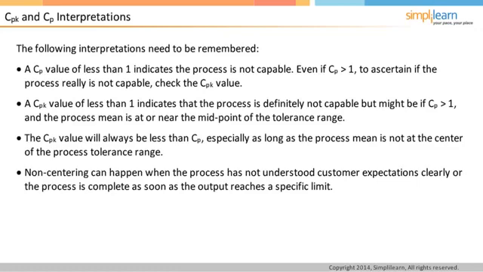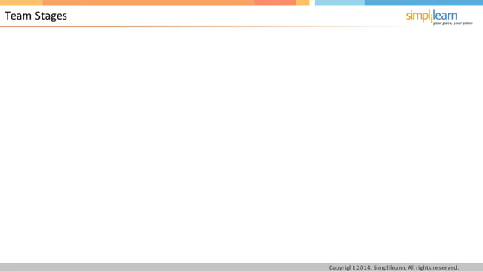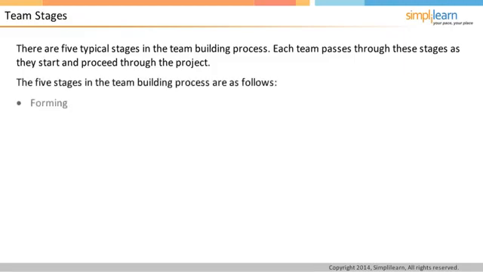In this topic, we will discuss team dynamics and performance. Let us start with a discussion on team stages. There are 5 typical stages in the team building process. Each team passes through these stages as they start and proceed through the project. The 5 stages in the team building process are as follows: forming, storming, norming, performing, and adjourning. In the next screen, we will discuss the first stage, forming.